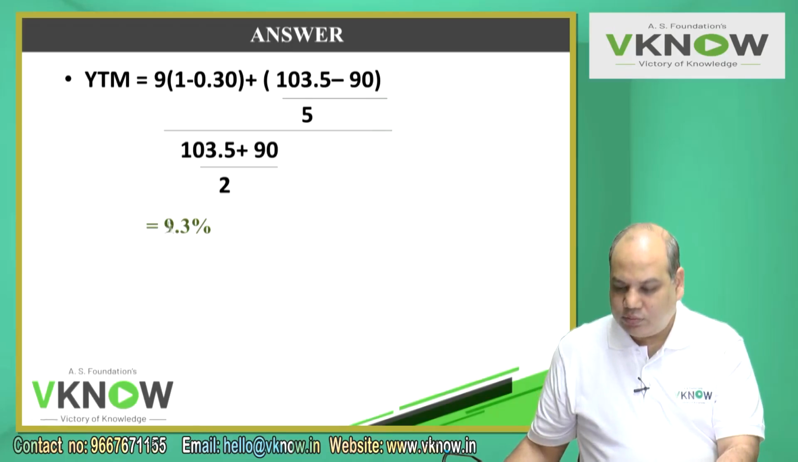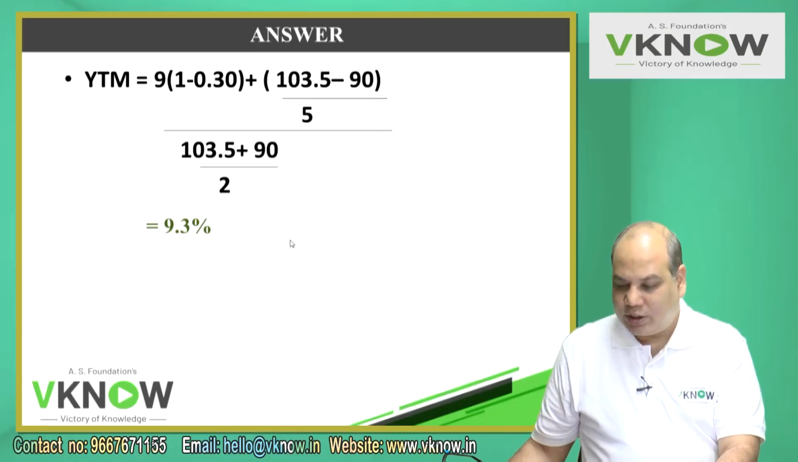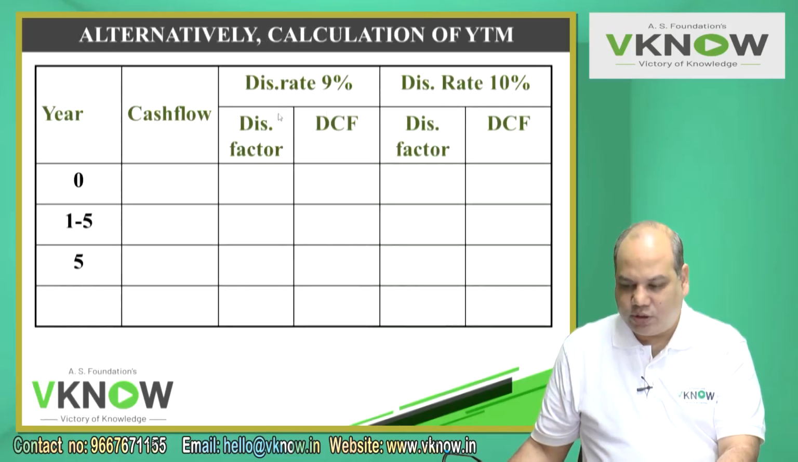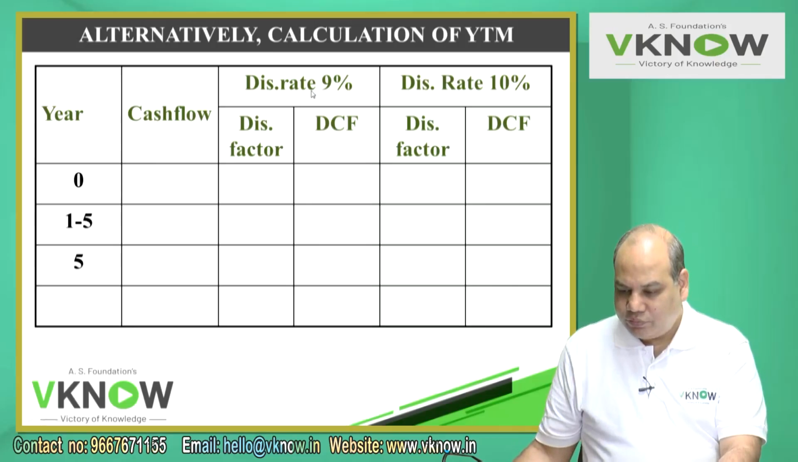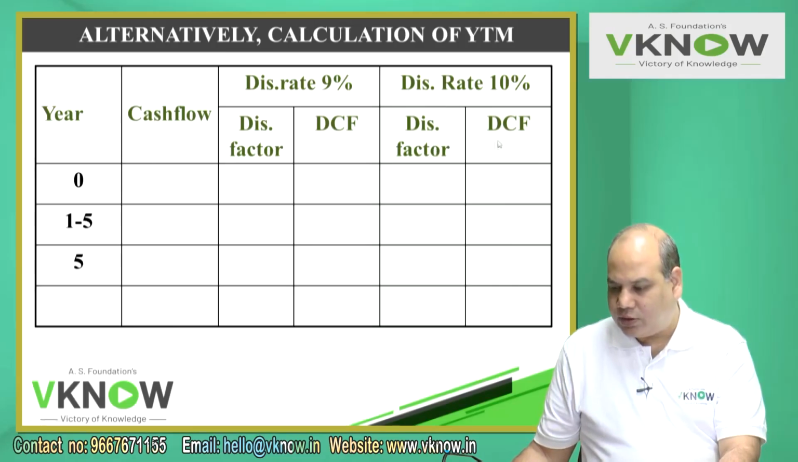So I can start with 9% as a lower discount rate and I can take 10% as a higher discount rate. So same format, once again write down year, cash flow, discounting factor, discount rate will take 9%, under that 2 columns, discounting factor and discounted cash flow, then discount rate 10%, under that 2 columns, discounting factor and discounted cash flow.